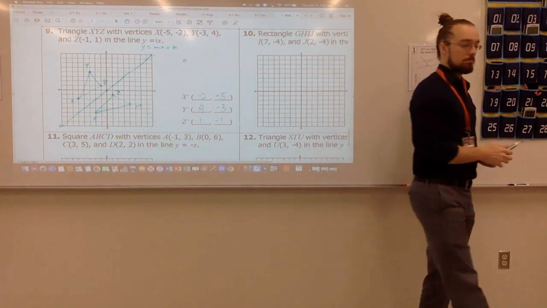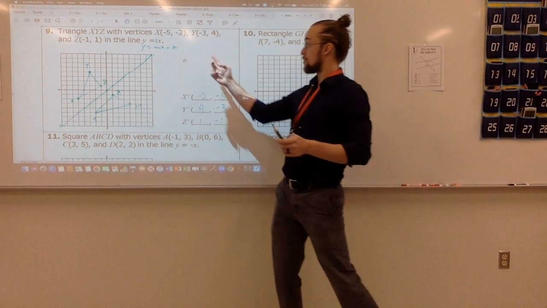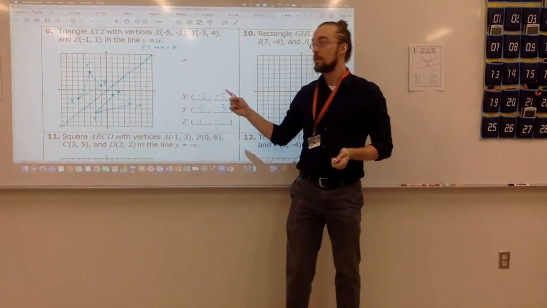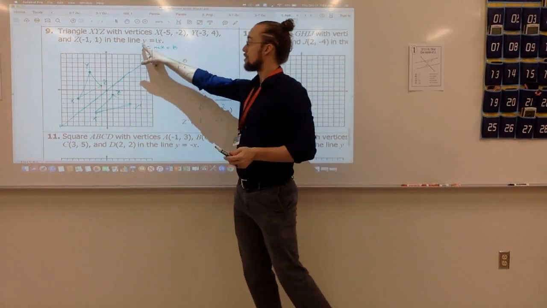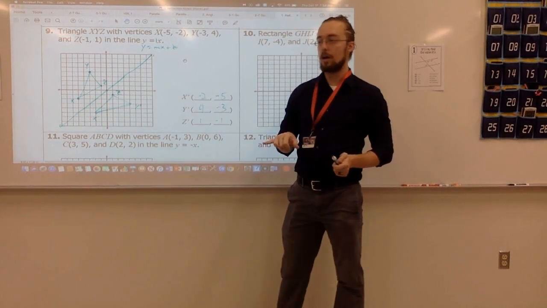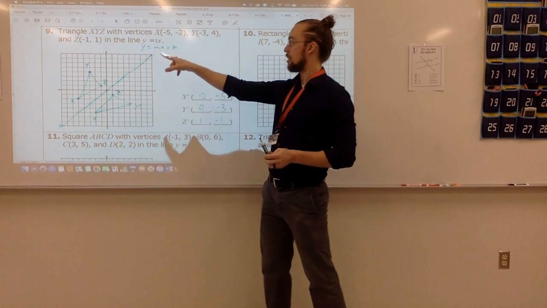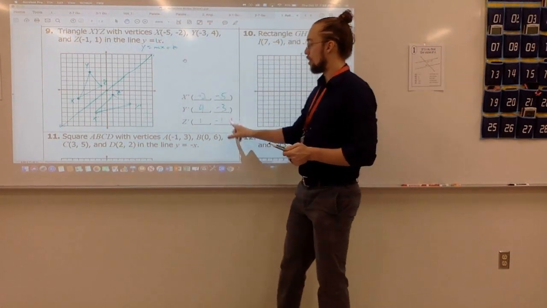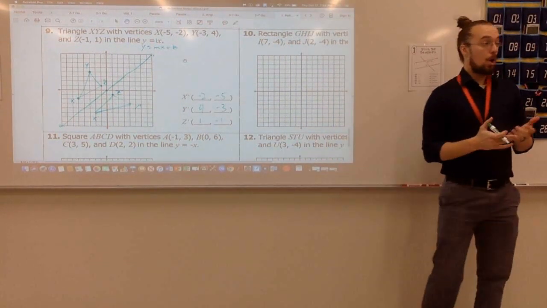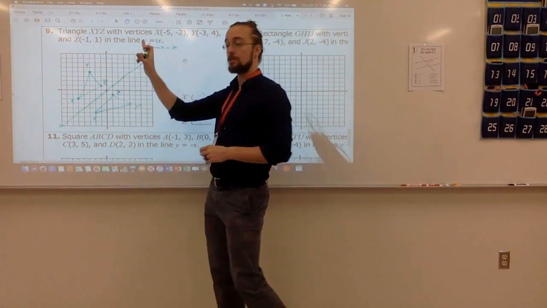So Katie just pointed out that all of the coordinates are just flipped in the original. If I'm reflecting across the line y equals x, (-5, -2) went to (-2, -5). (-3, 4) went to (4, -3). And (-1, 1) went to (1, -1). Okay, that will always be true if I'm reflecting across the line y equals x.